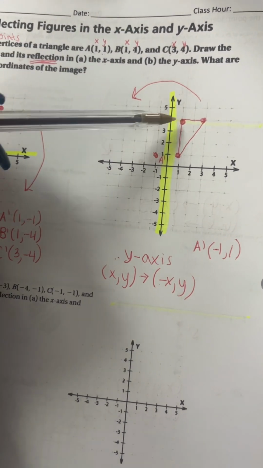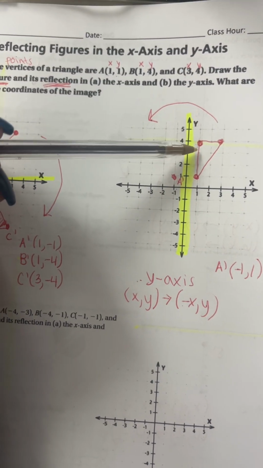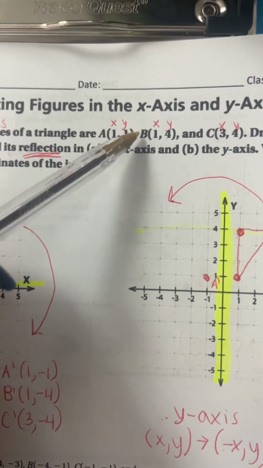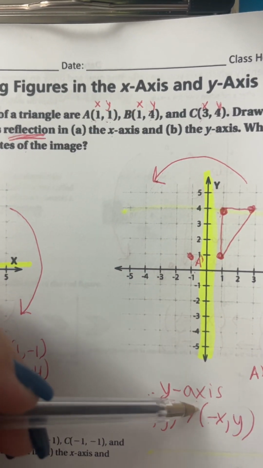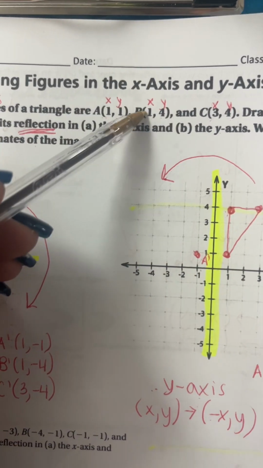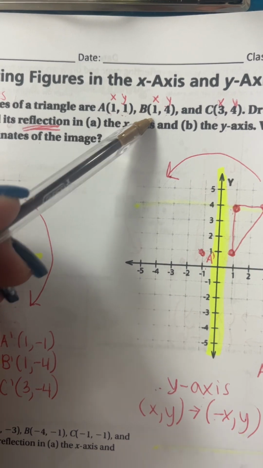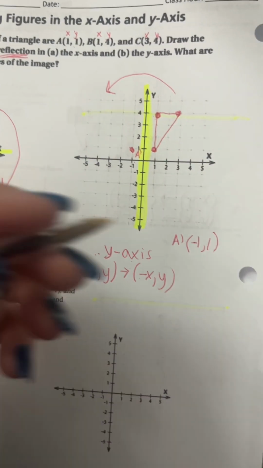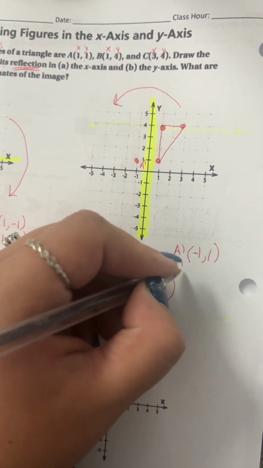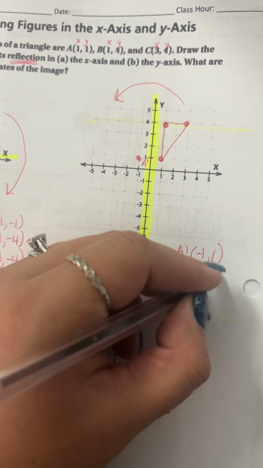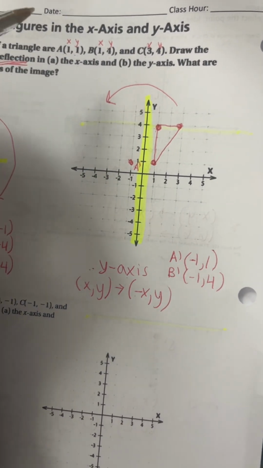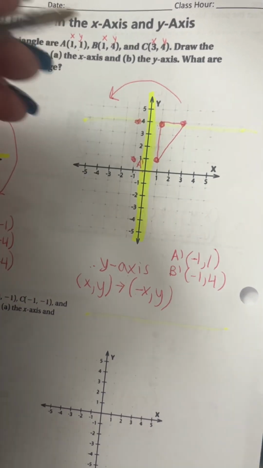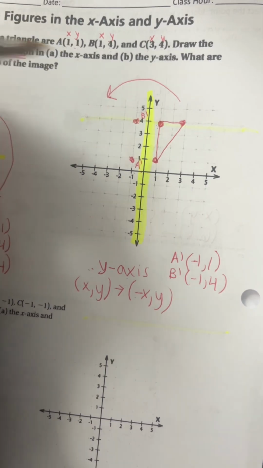We're going to do the same thing with B. So B, we have 1, 4. Okay, we're going to change that point based on the rule. (Opposite x, y). So the opposite of x is a -1. Y stays the same, -1, 4. So B prime is -1, 4. Okay, we'll graph it. -1, 4, B prime.